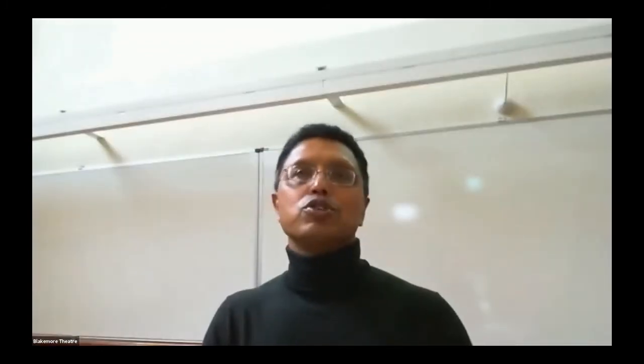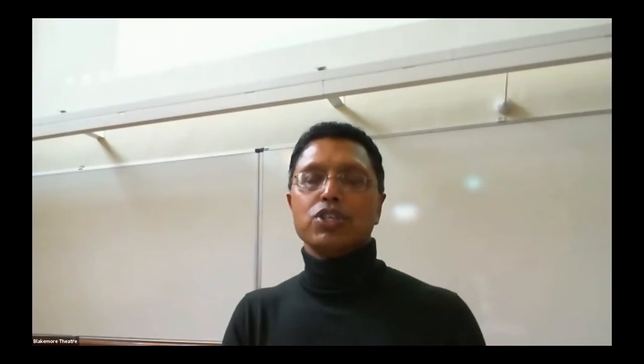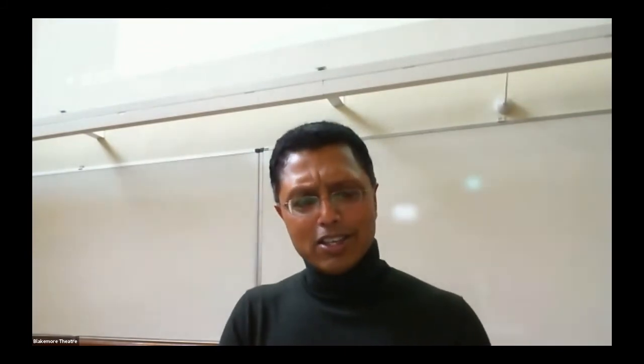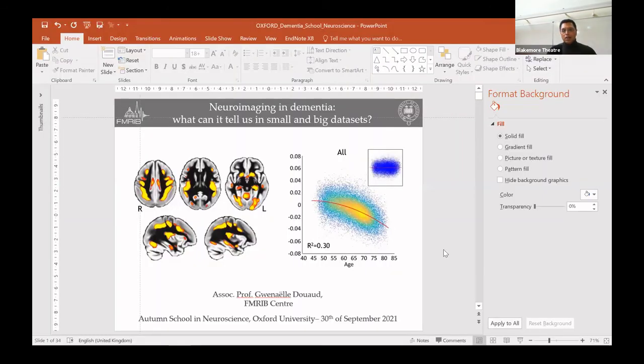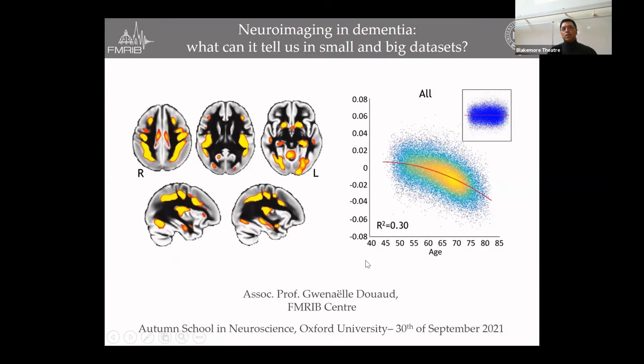So let me introduce Gwen, who many of you know. She started off as a physicist, didn't you, Gwen? Maths, actually. Maths, physics, and then neuroscience. She's going to take us through the final talk today because she's done a lot of work at the Wellcome Trust Centre for Integrative Neuroimaging, WIN. She's going to give us an overview of neuroimaging in dementia and where we've come with that.